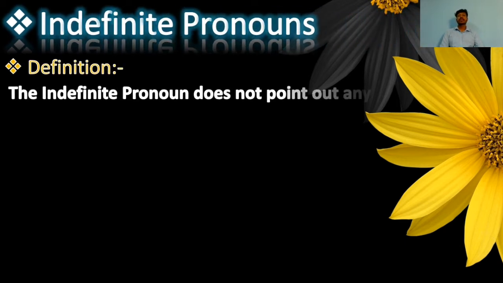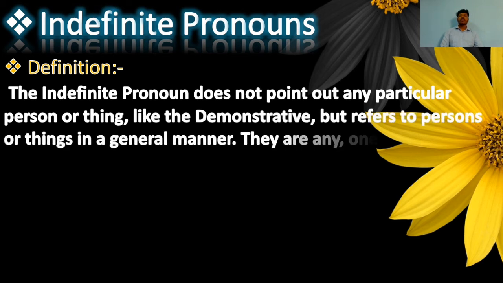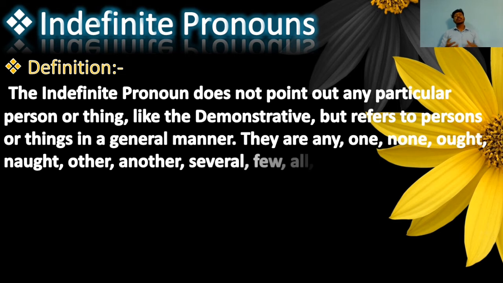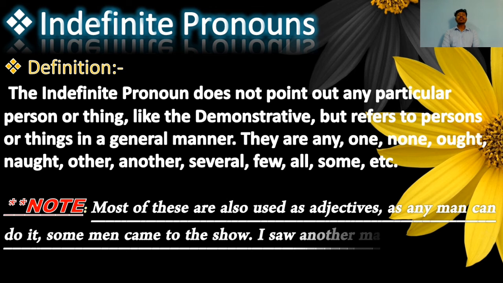Here, indefinite pronouns. What is the definition of indefinite pronouns? The indefinite pronoun does not point out any particular person or thing, like the demonstrative, but refers to persons or things in a general manner. They are any, one, none, ought, not, other, another, several, few, all, some, etc.